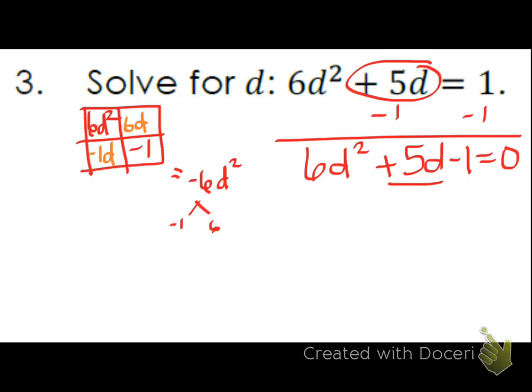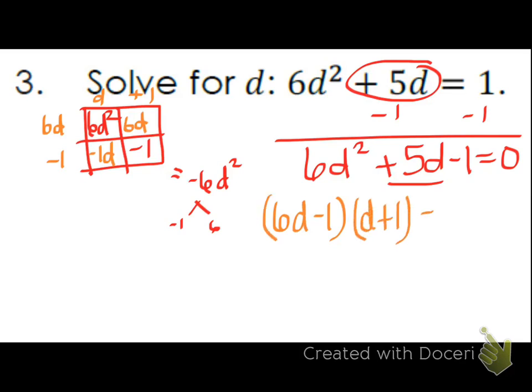Alright, so now we're going to factor out 6d squared and 6d have 6d in common. When we factor out 6d squared divided by 6d, that's going to leave us with d. And then 6d divided by 6d is positive 1. Now here at the bottom, when we factor out d, negative 1d divided by d is negative 1. And then negative 1 divided by positive 1 is negative 1 as well. So we know we now have 6d minus 1 times d plus 1 equals 0.